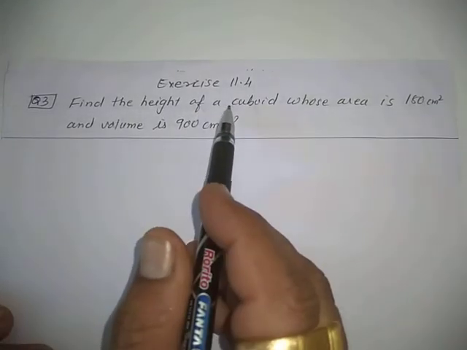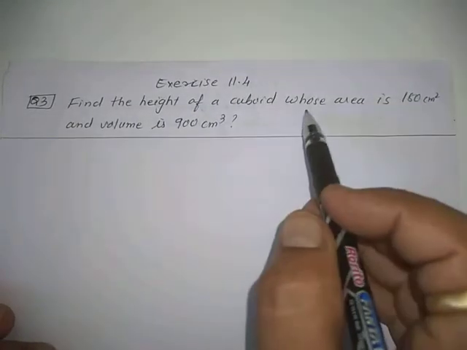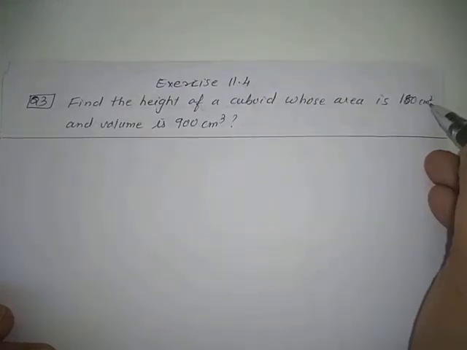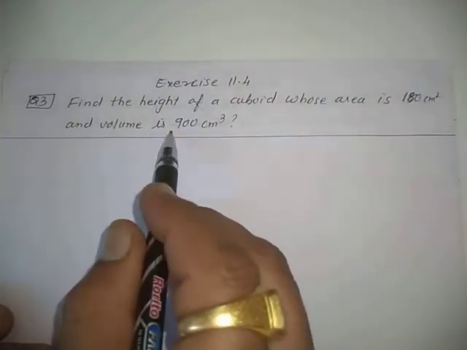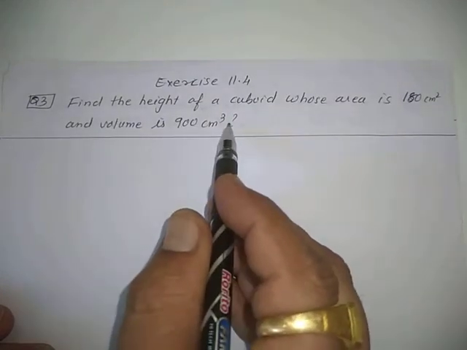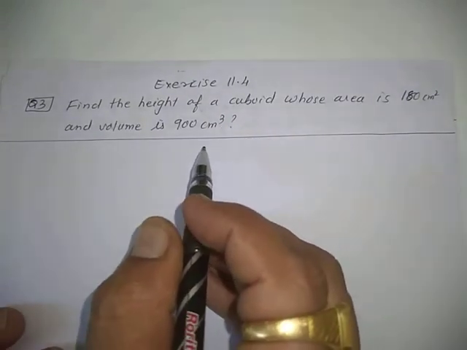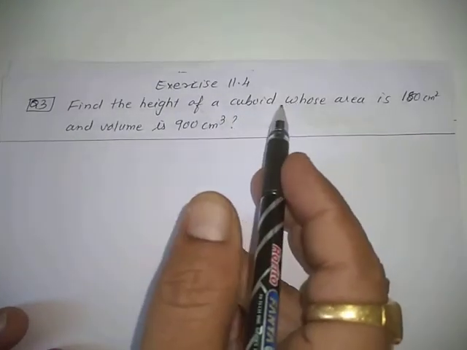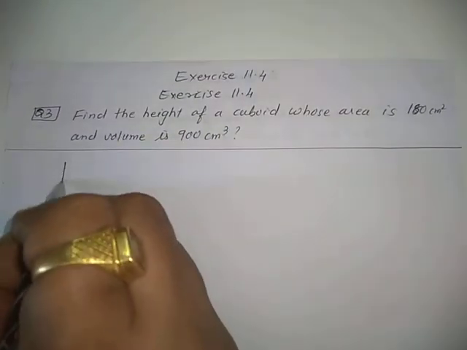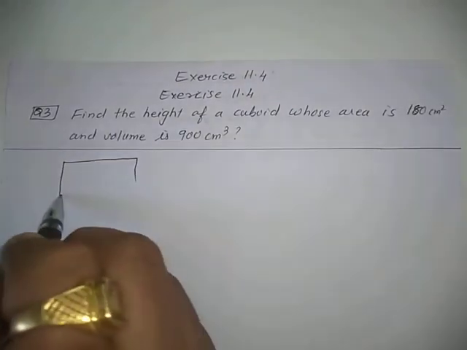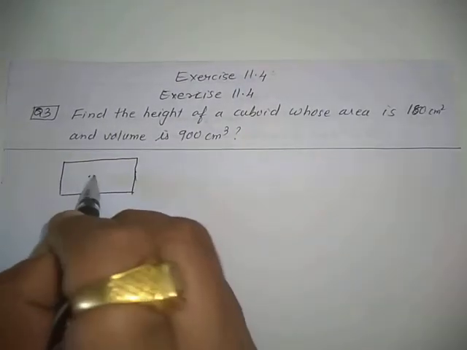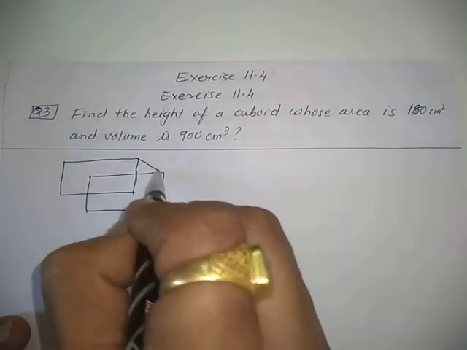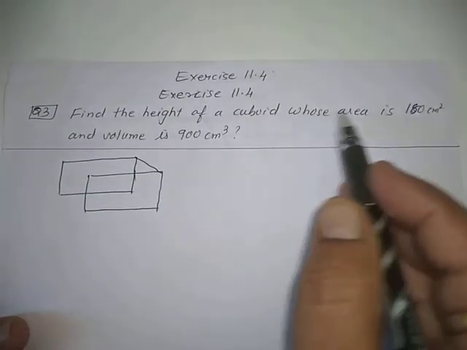Find the height of a cuboid whose area is 180 centimeter square and volume is 900 centimeter cube. So first of all, we don't know the height of the cuboid. Okay, so first we draw a cuboid shape, and they have given whose area.